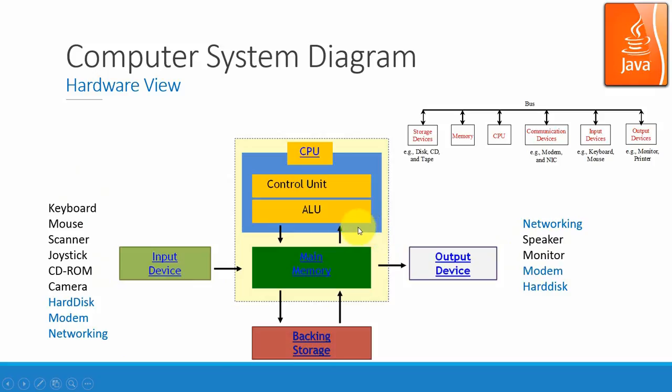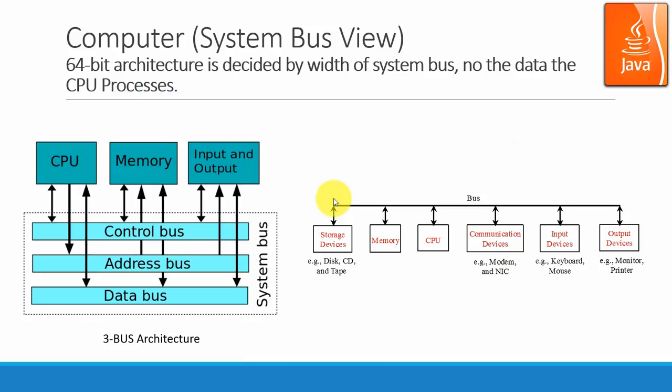And a computer consists of several big boxes. In the CPU, you have a control unit and an arithmetic logic unit to do the processing of the data. You load the program onto the main memory, and then the OS manager can access the CPU. And from a system bus point of view, the computer is organized like this.